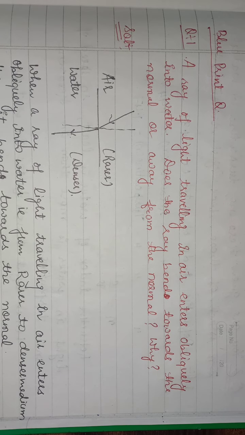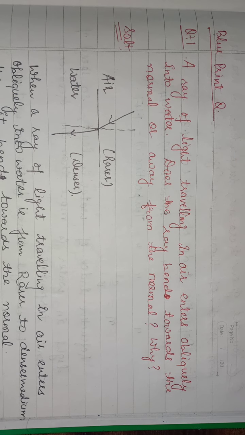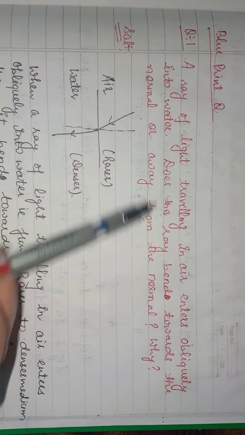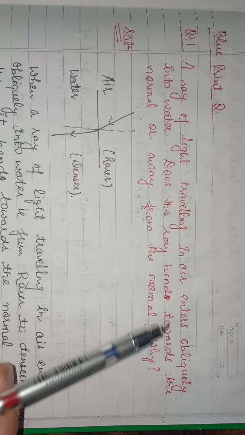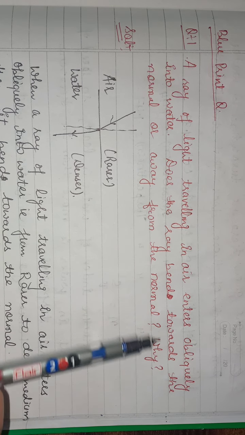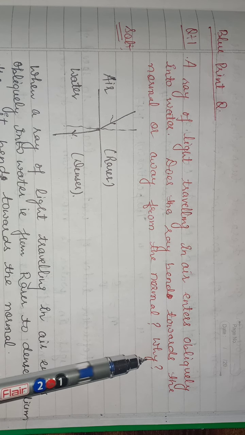Students, today we are going to study the various numericals related to the refractive index. So first of all, I am taking blueprint questions of your book. The first question: a ray of light traveling in air enters obliquely into water. Does the ray bend towards the normal or away from the normal, and why?